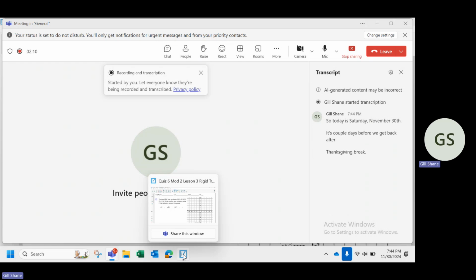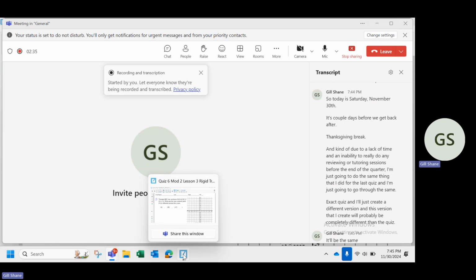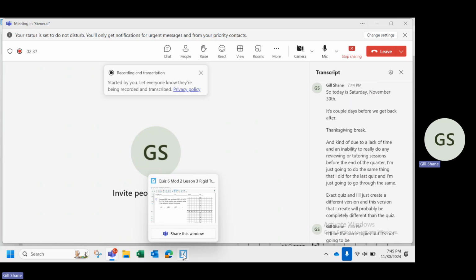And kind of due to a lack of time and an inability to really do any reviewing or tutoring sessions before the end of the quarter, I'm just going to do the same thing that I did for the last quiz, and I'm just going to go through the same exact quiz, and I'll just create a different version. And this version that I create will probably be completely different than the quiz. It'll be the same topics, but it's not going to be the exact same quiz.